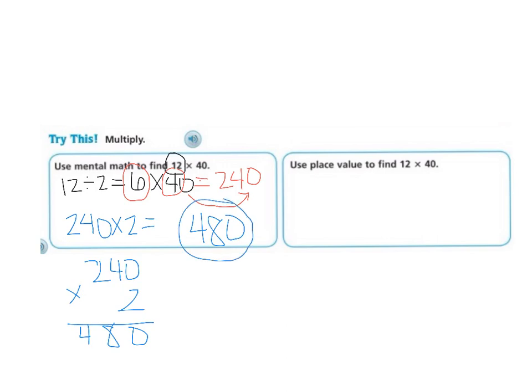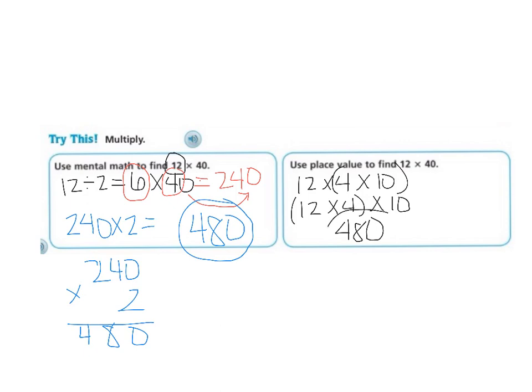Okay, now we're going to do the same problem. We're going to do 12 times 40, but this time we're going to do it using place value. And that means recognizing that 40 is 4 groups of 10. So I'm going to multiply 12 times 4 times 10, because 4 and 10 together make 40. And then the associative property tells me that I can move them around. So I'm going to do 12 times 4, and then I'm going to take that answer and multiply it by 10. Well, 12 times 4 is 48, and then if I multiply by 10, I just add a 0 back on. So either way I multiply these numbers, I get 480.